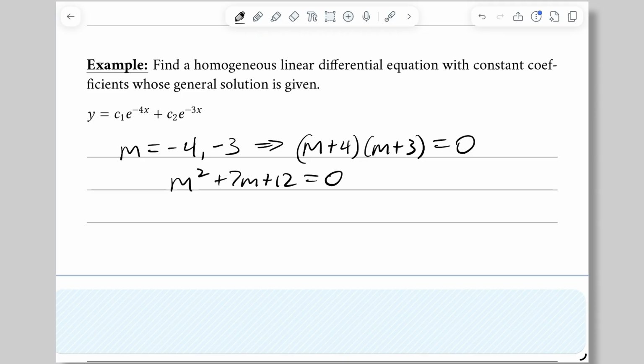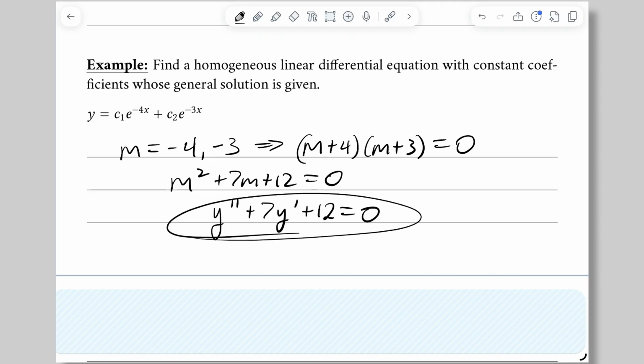And that's the auxiliary equation for the differential equation y double prime plus 7y prime plus 12y is equal to 0. Yeah, that's what we're being asked to do at this point.